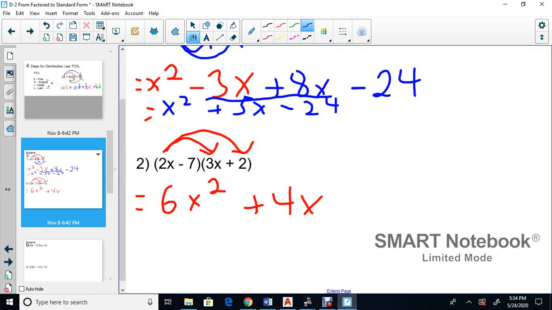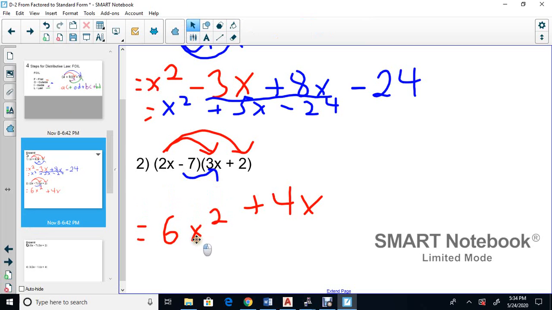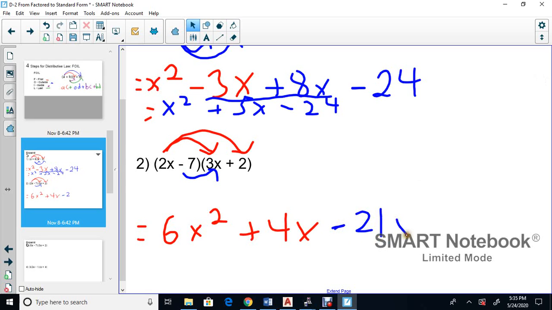Now we'll do the bottom ones. I should maybe move my writing down a little lower so I can fit all this here and you can see everything. So now I do negative 7 times 3. So here you get minus 21x. It's just negative 7 times 3. And then at the very end, you get negative 7 times 2, which is negative 14.